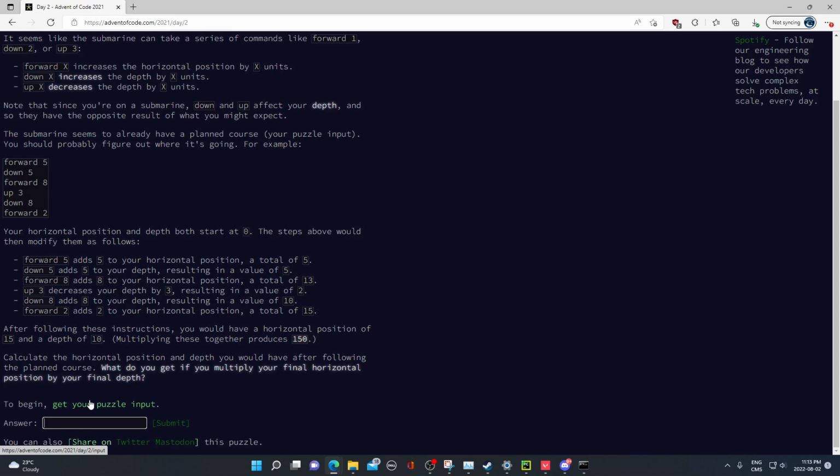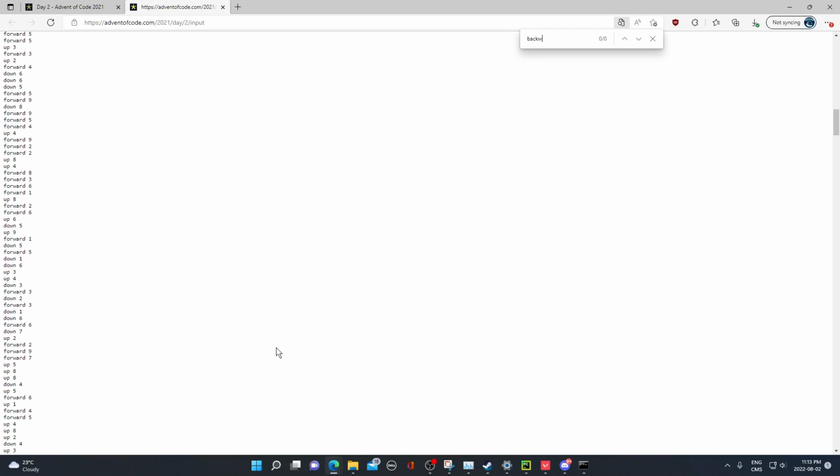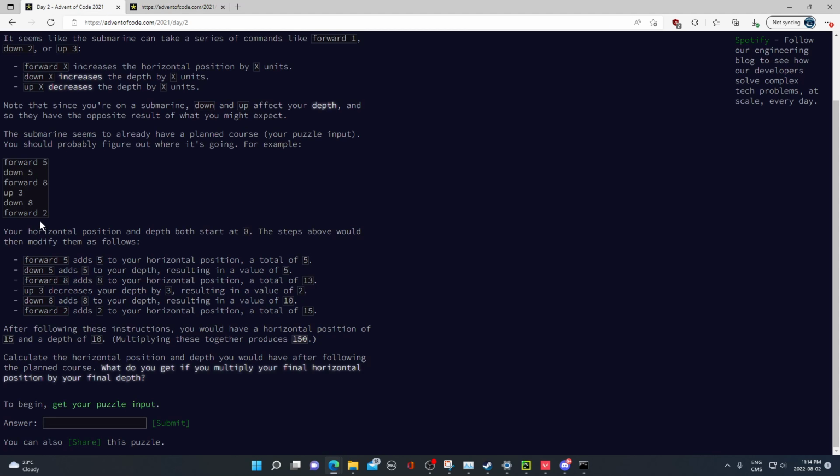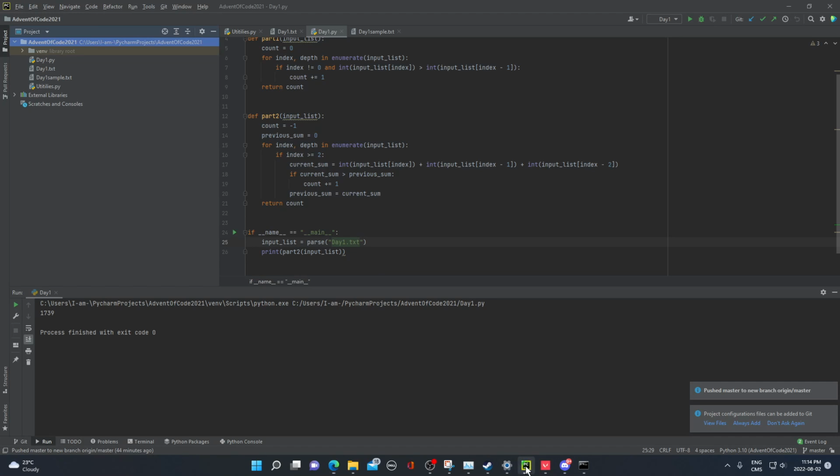So let's get our puzzle input. Yep, as expected. Is there any backward? No, there's no backwards. Okay. Only forward, up and down. Okay, got it. But let's start off with the sample solution first, of course. And not this, I'm told. Okay.